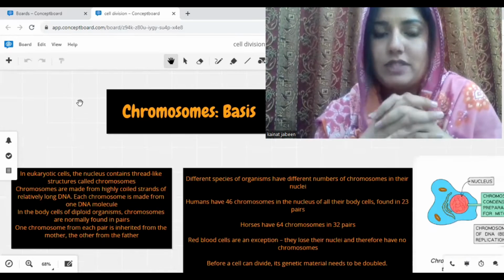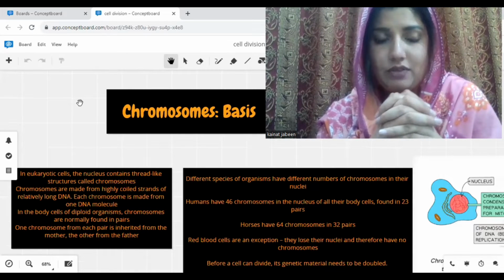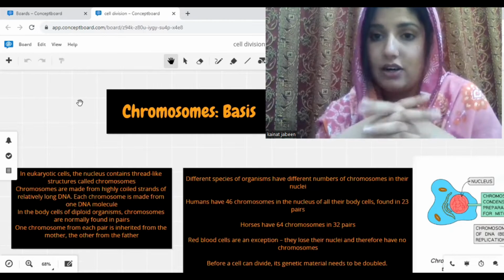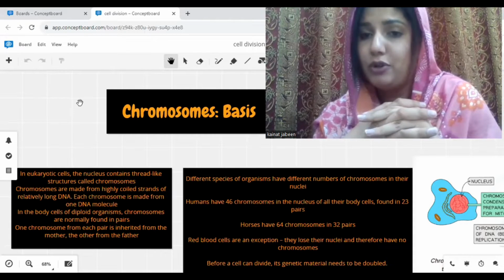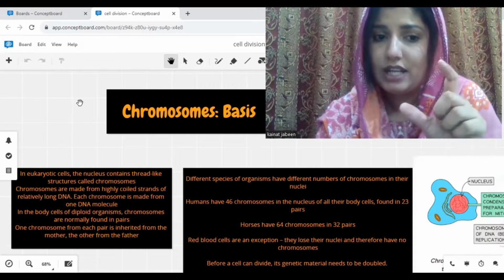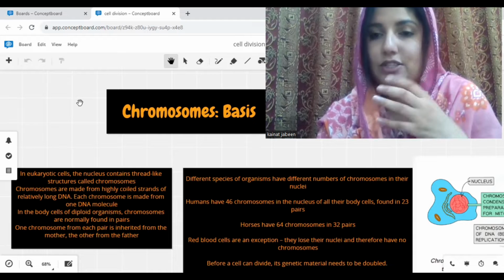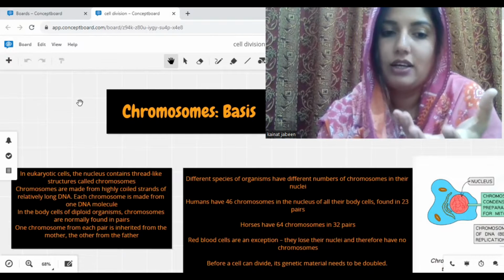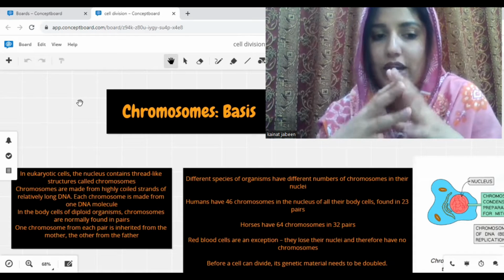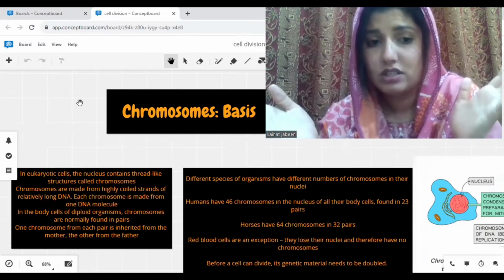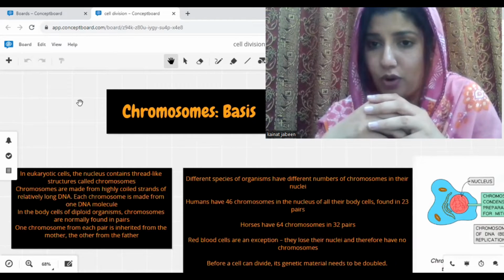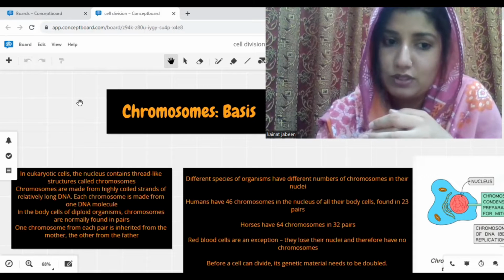So the chromosomes are the basic thing in the cell division phase. Eukaryotic cells, as I told you in the first lecture about eukaryotic cells and prokaryotic cells, have a nucleus containing a thread-like structure known as chromosomes. So what are chromosomes? Chromosomes are just the coiling of the DNA. As we know, DNA is a long structure, so in the nucleus it is present in a highly coiled form, that is known as chromosomes.